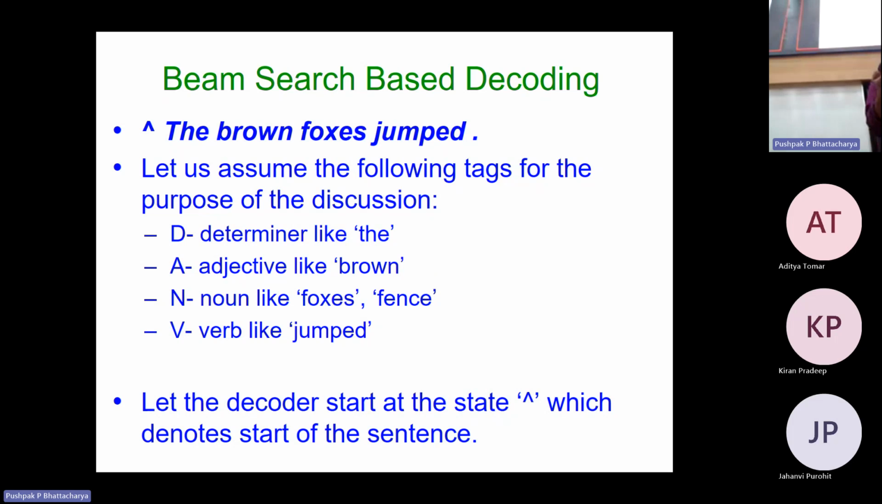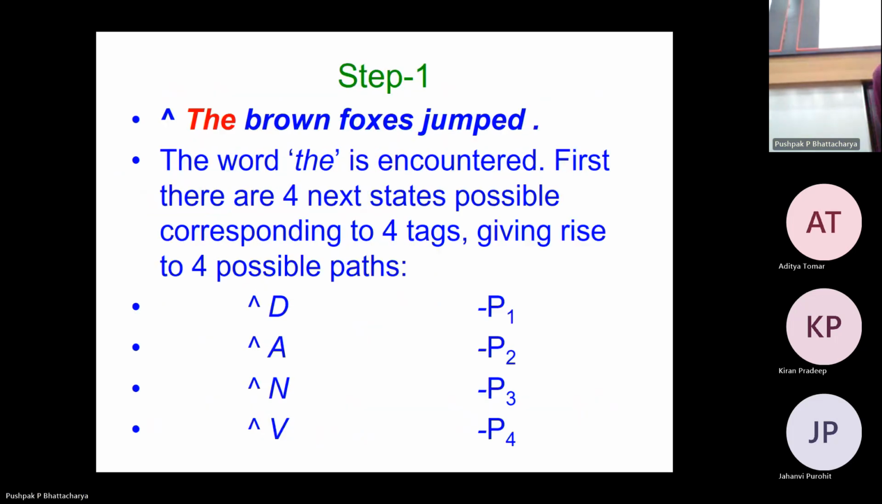How does beam search proceed? Step 1. In the brown foxes jump, the word the is encountered. First, there are 4 next states possible. Assume that we do not a priori apply the knowledge that the can have only one tag. So there are 4 possible partial paths starting with hat: hat D, hat A, hat N, hat V. 4 paths, P1, P2, P3, P4.